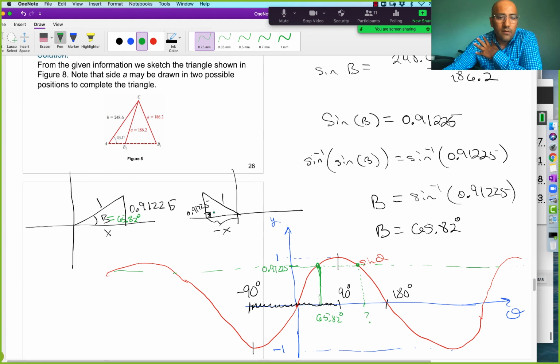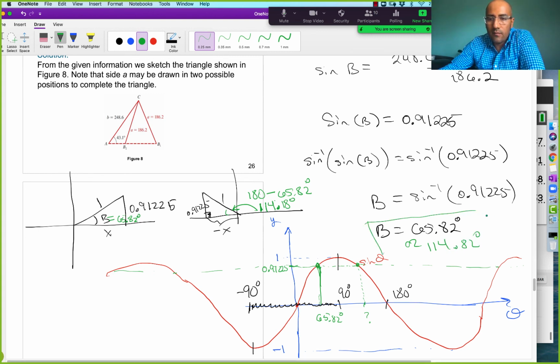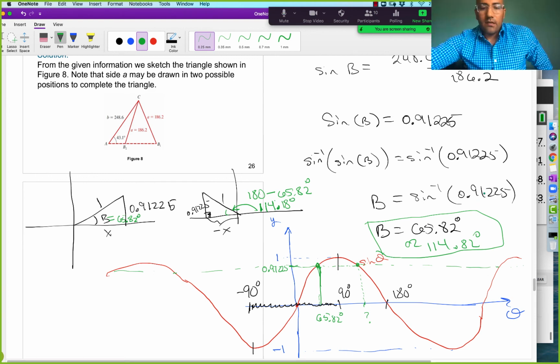Okay? Good? Okay, so now that we know that, according to my calculator, this guy is 65.82 degrees, then this guy must be something such that its reference angle is equal to 65.82 degrees. So it must be 180 minus 65.82 degrees. Questions about that? Good, so 180 minus 65.82 gets you to 114.18 degrees, which is the other possibility.